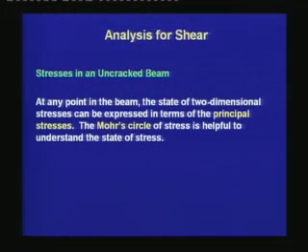At any point in the beam, the state of two-dimensional stresses can be expressed in terms of the principal stresses. The principal stresses are the stresses in the planes where there is no shear stress. The Mohr circle of stress is helpful to understand the state of stress. These concepts were covered in our basic structural analysis. We shall review this again in the light of analysis for shear.